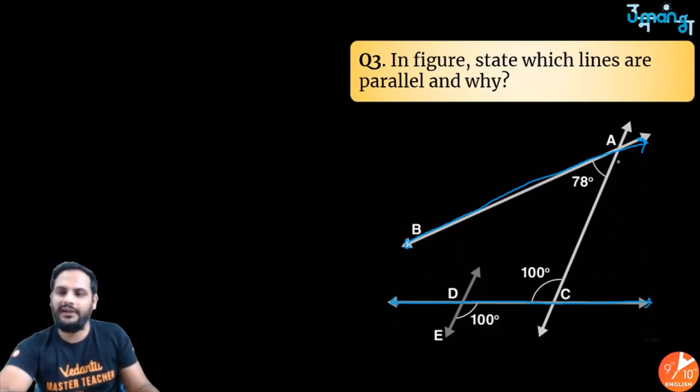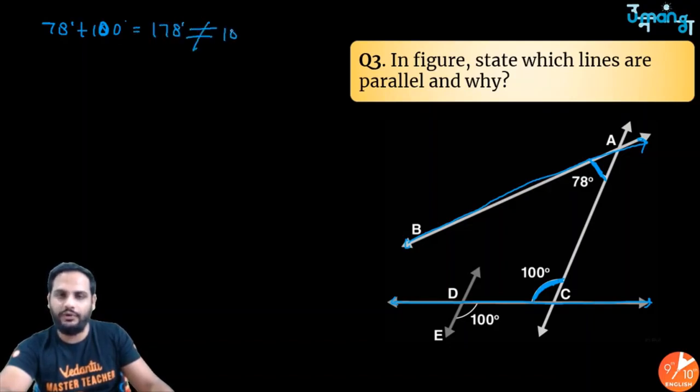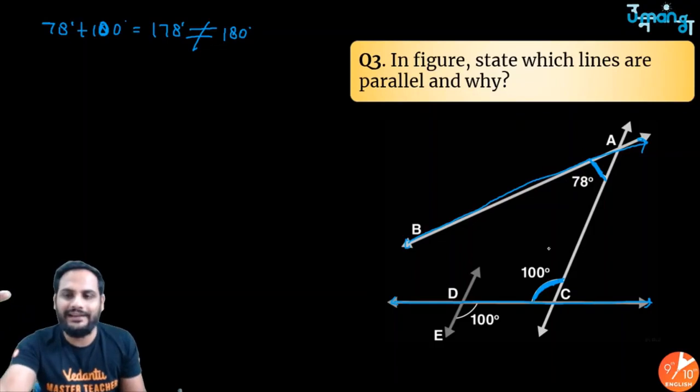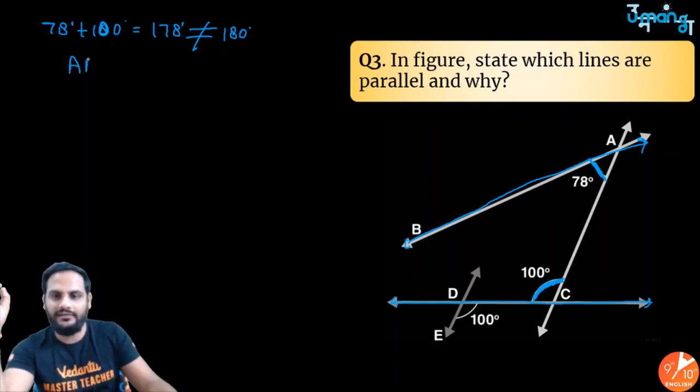तो पहले देखते हैं बेटा between the line AB and CD. तो AB and CD के बीच में if you will see these two are interior consecutive angles. And if you add those interior consecutive angles, you are getting the answer as 178 degrees which is not equal to 180. So if the interior consecutives are not supplementary, I can clearly say sir AB and CD are not parallel.